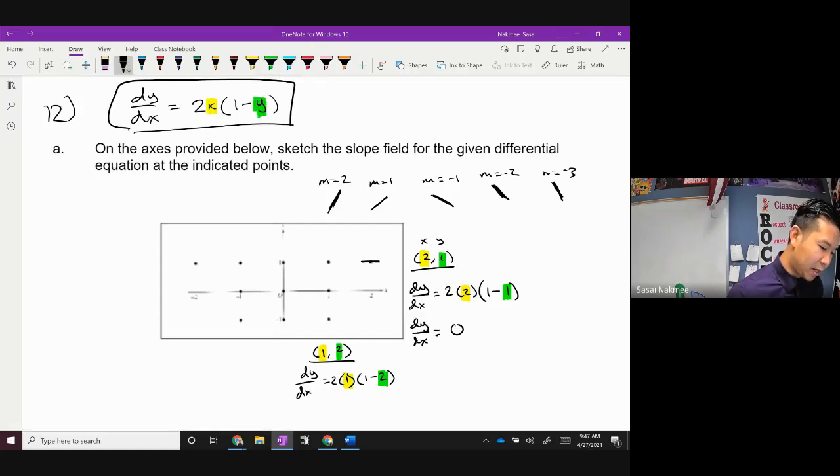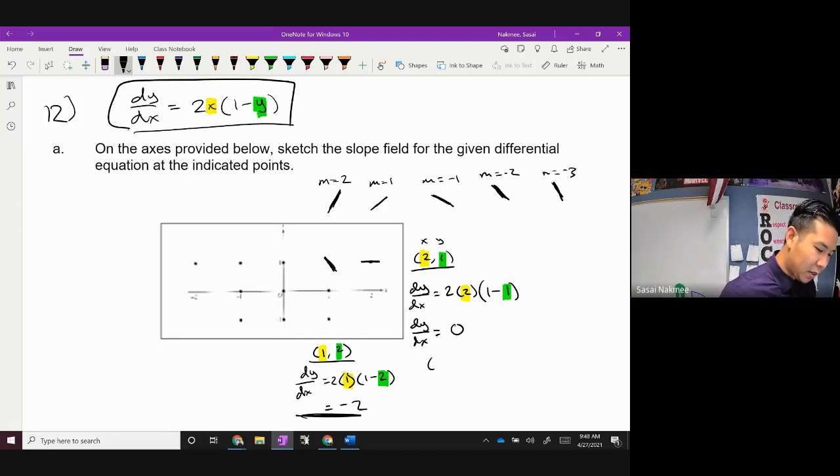This one right here is going to come out to be equal to 2 times 2, which is 2 times -1, which is going to give me -2. So at this point right here, it needs to have a slope of -2, which means it should go down 2 and over 1. It's going to look something like that. See that? That's my -2 slope right there, because at that point, I have my slope is equal to -2. And we do this for all of them, right? And we do another one.